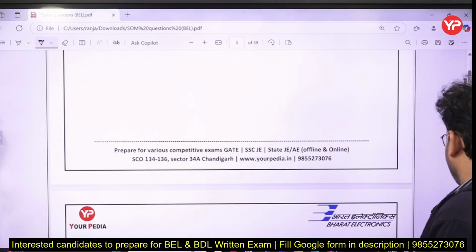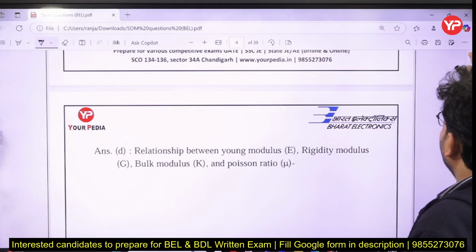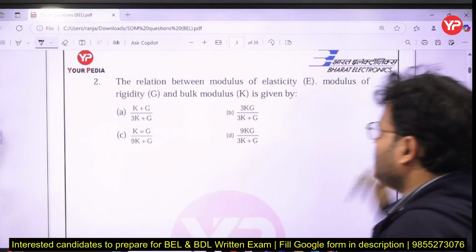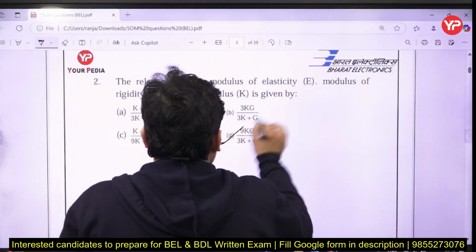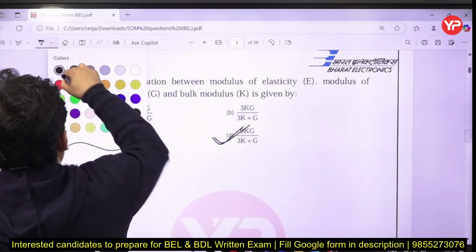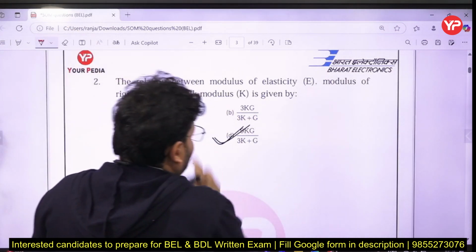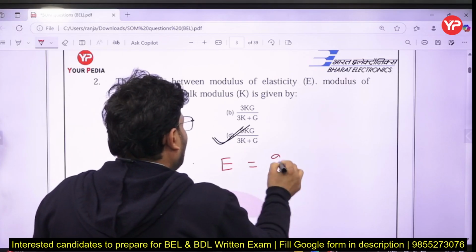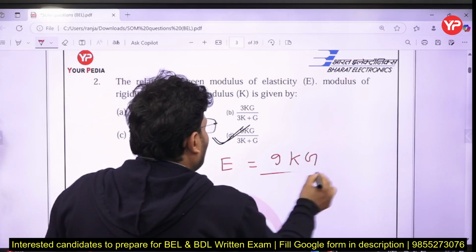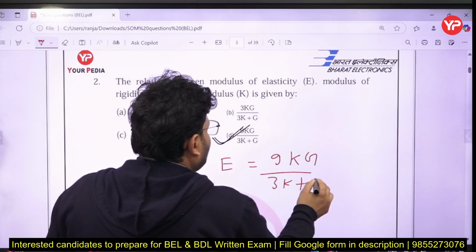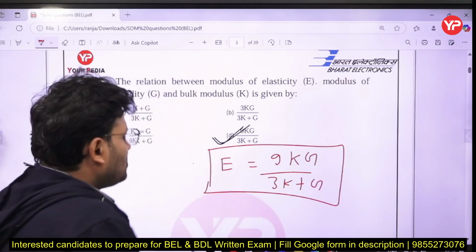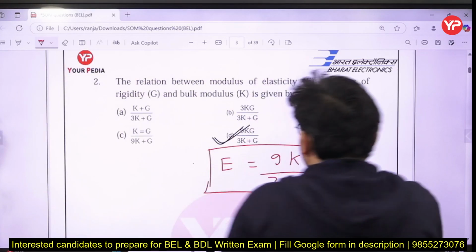Simply from this, the answer will be 9KG upon 3K plus G. That relation you have to keep in mind. 9KG upon 3K plus G. So keep that relation in mind: E equals 9KG upon 3K plus G.